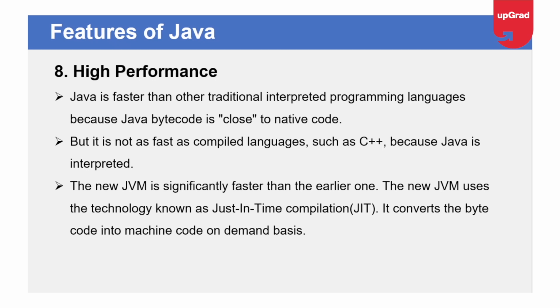The new JVM is significantly faster than the earlier one. It uses the technology known as JIT compiler, just in time compiler. It converts the bytecode into machine code only when we need it, only on demand basis.